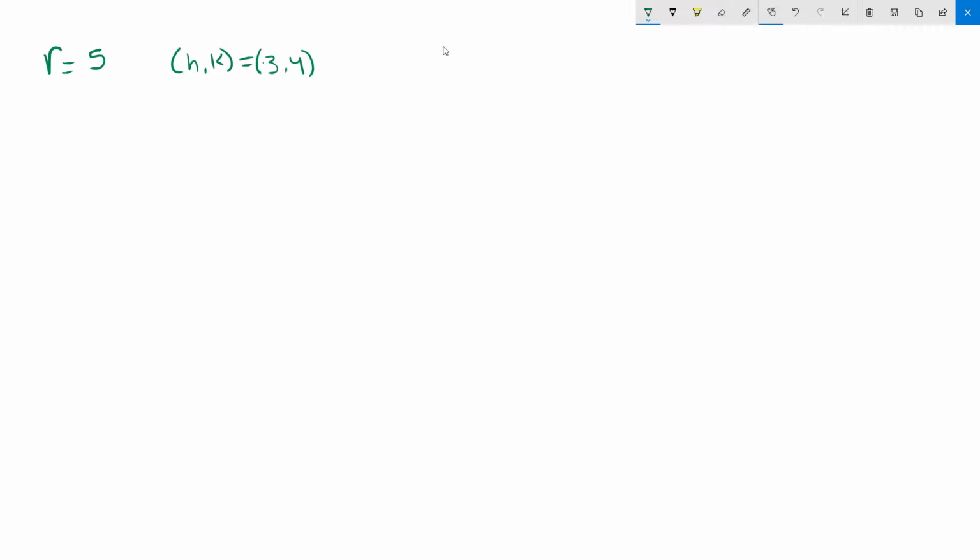For those who don't remember what standard form looks like, it looks like this. It is (x minus h) squared plus (y minus k) squared, and this is equal to your radius squared. From this form you have your center in your h and k, and you also have your radius included.